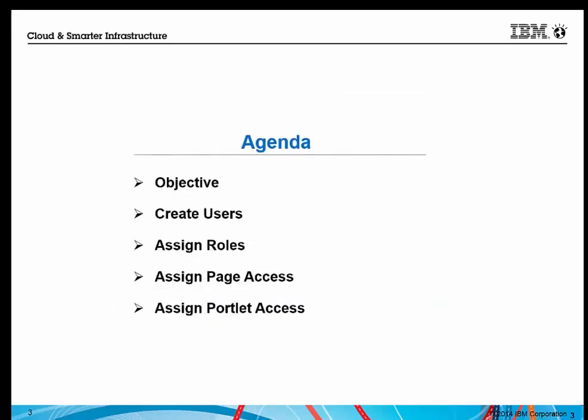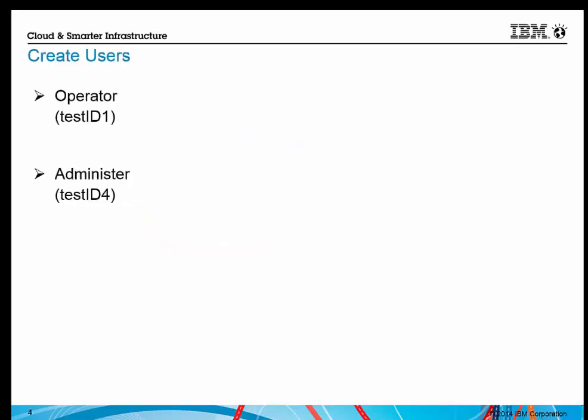The objective of this video, once finished, is to provide you with enough information to apply these methods to your Impact system. You'll create a user, assign roles, assign page access, and assign portal access. Let's start with the first task, creating users. For the video, we will create two users, an operator and an administrator. We'll begin by going through the steps to create two new users, Test ID 1 and Test ID 4.